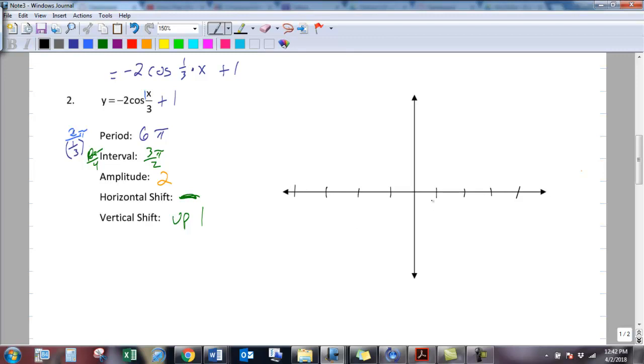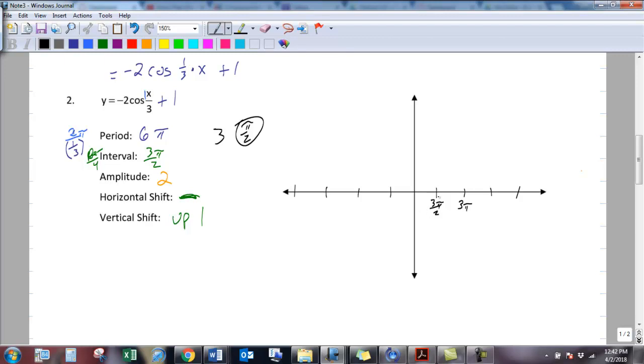So, starting at 0, and our interval is by 3 pi halves. So that means we're going to count by 3 pi halves. If you're freaking out by that, think of it as 3 pi halves. We're going to count by 3 pi halves. So, 0, this is 3 pi halves. What's next? 6 pi halves. What is 6 pi halves? That's the same thing as 3 pi. You with me on that?